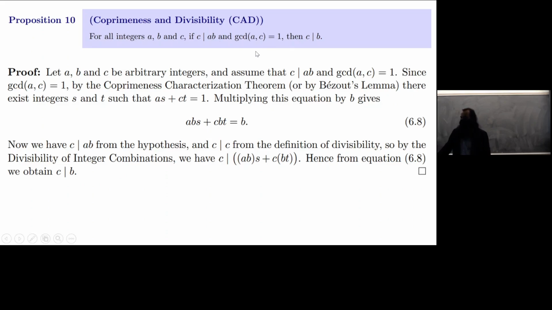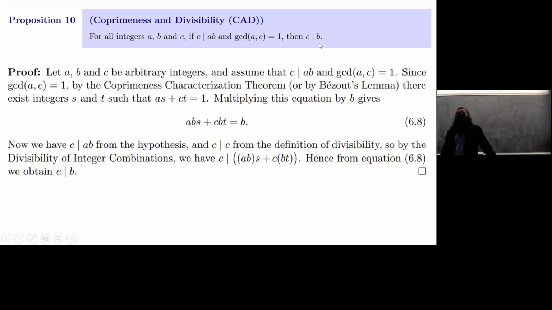So you start with Bézout's identity, and for the specific case where D equals 1, you have the coprimeness characterization theorem. So you have AS plus CT equals 1. You multiply both sides by B. Actually, someone asked this on Piazza. Then you use DIC. So you have that C divides AB from the original question, and you have that C divides C, which is by definition of divisibility. So if C divides AB and C divides C, then by DIC, it divides ABS plus CBT, and that matches exactly what we defined to be B here, right? So C divides B.